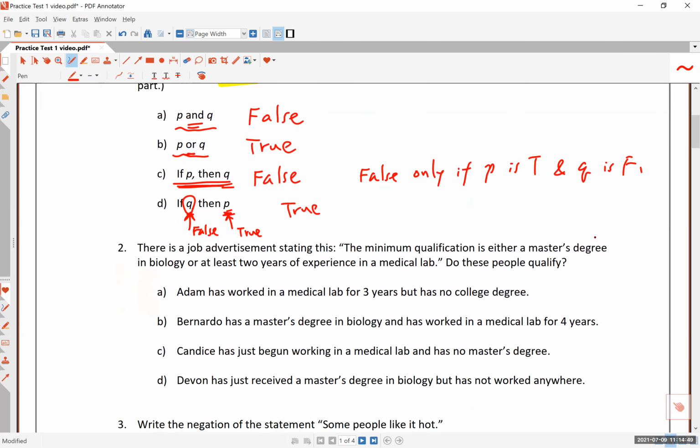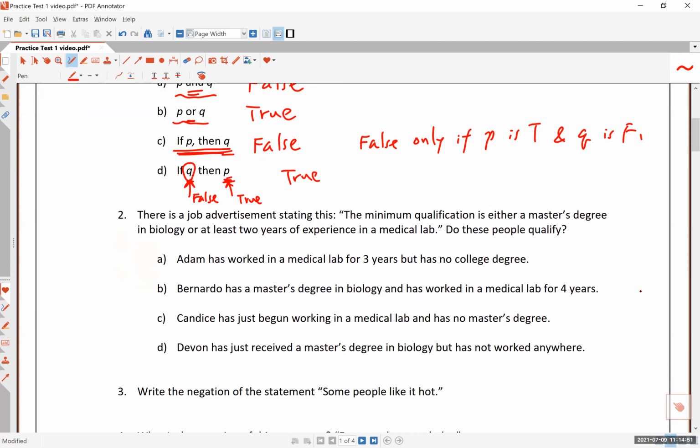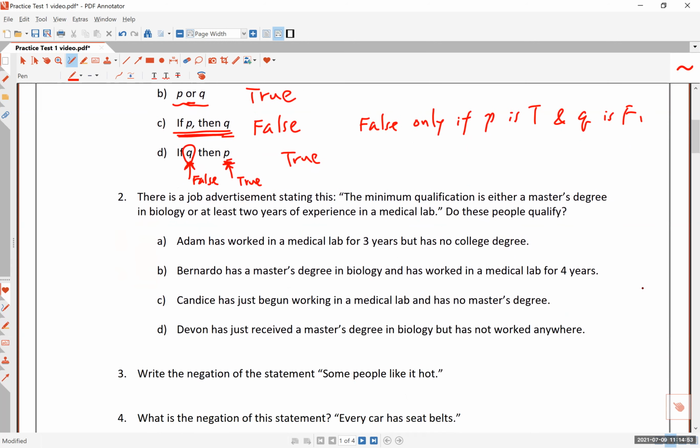Number 2: there is a job advertisement stating that the minimum qualification is either a master's degree in biology, usually a Master of Science, or at least 2 years of experience in a medical lab. So you have to have one of these or both.